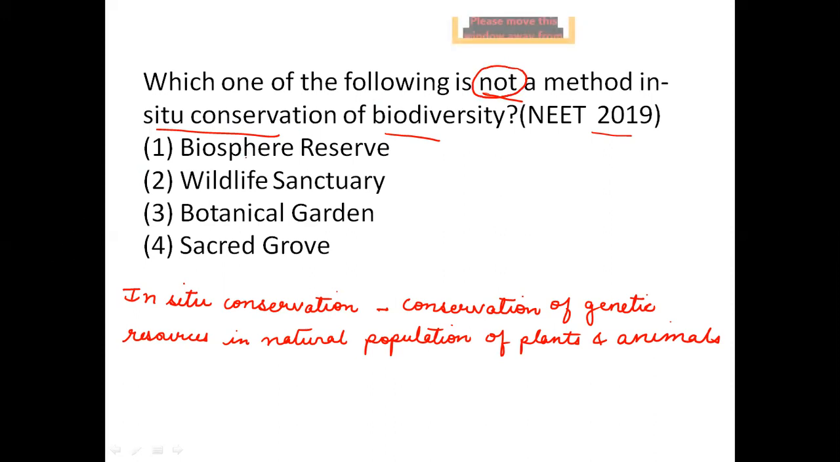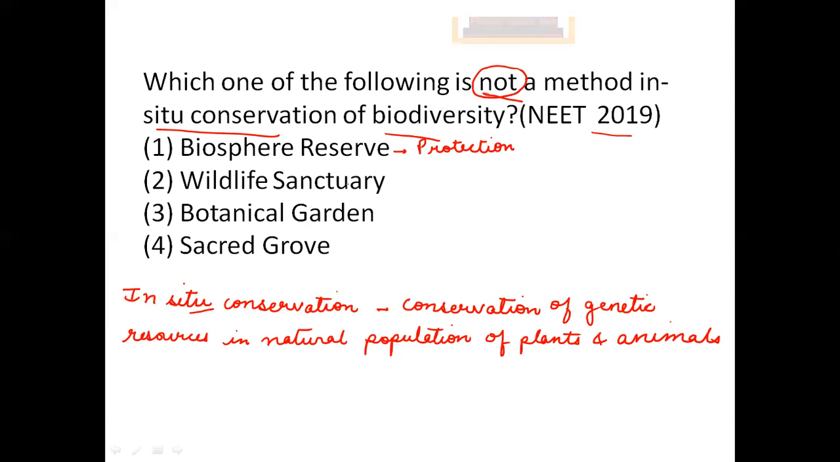The first is biosphere reserve. When we talk about biosphere reserve, we all know that it is basically responsible for the protection of wildlife and plants in their natural habitat, and if they protect wildlife in their natural habitat, then it belongs to in situ conservation.